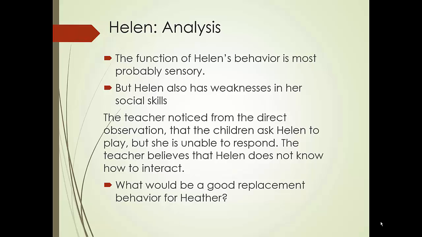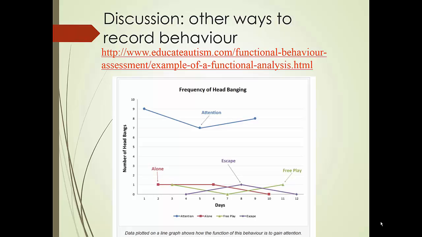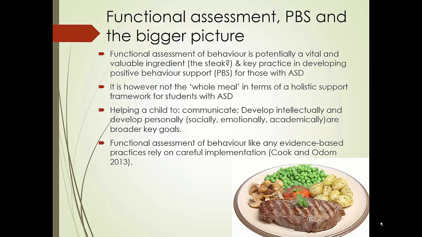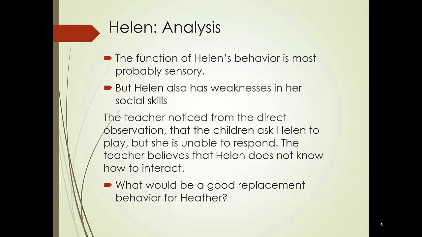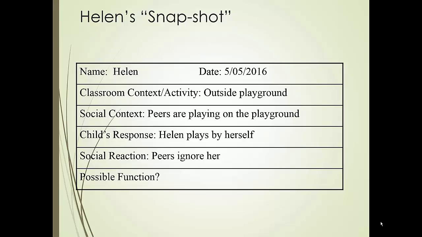So let's just pose a question, and I'll pose this to you. I'm not going to give you an answer. What would be a good replacement behaviour for Helen here? How would we replace Helen's behaviour? And I'll leave you with that, really, to think about how non-response could be replaced by response. What would we need to teach Helen to replace that? What would we do to replace that?